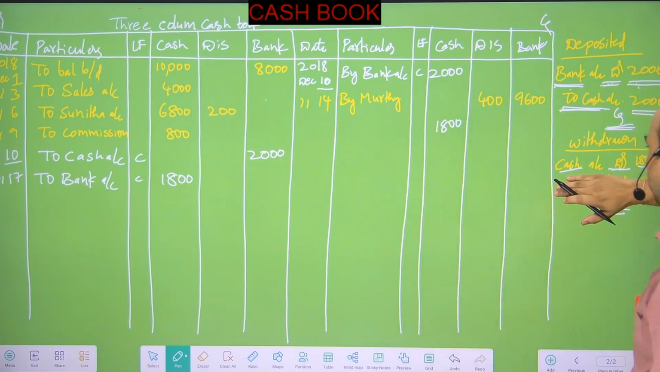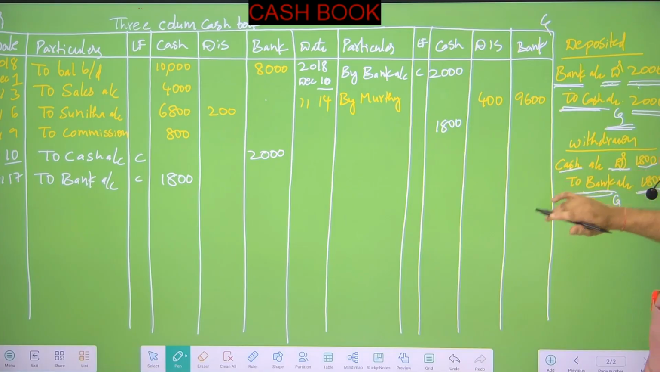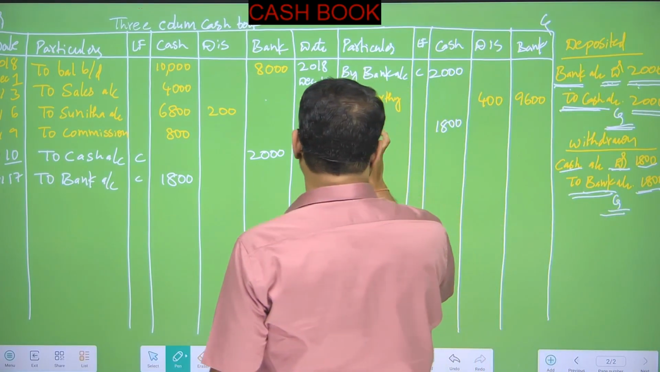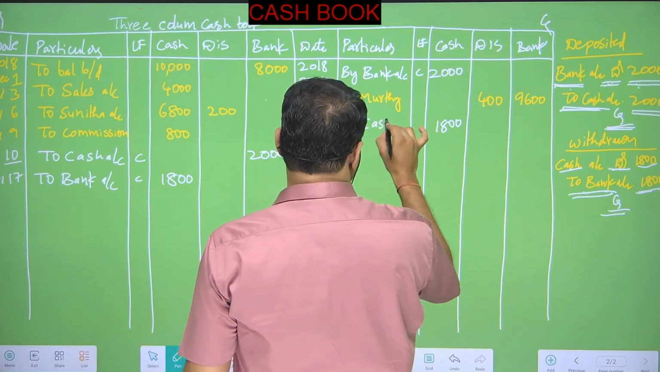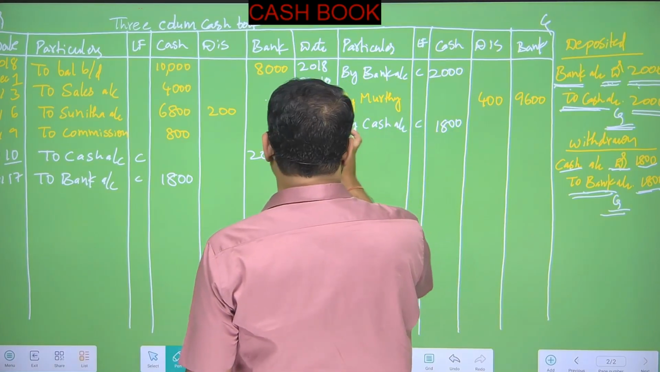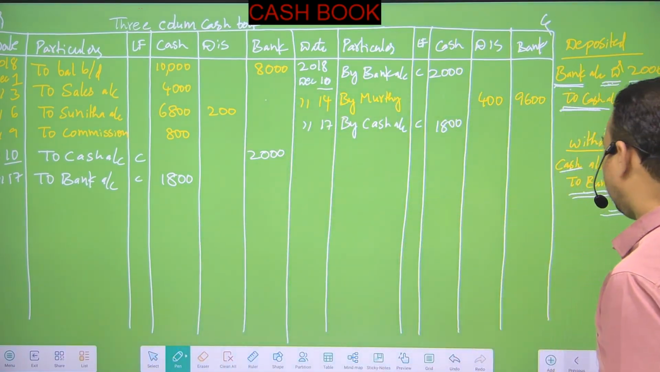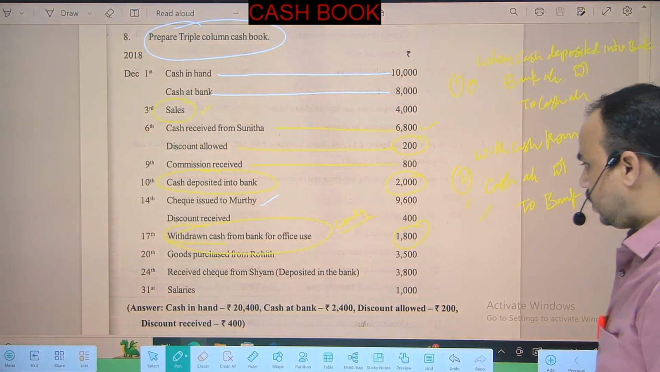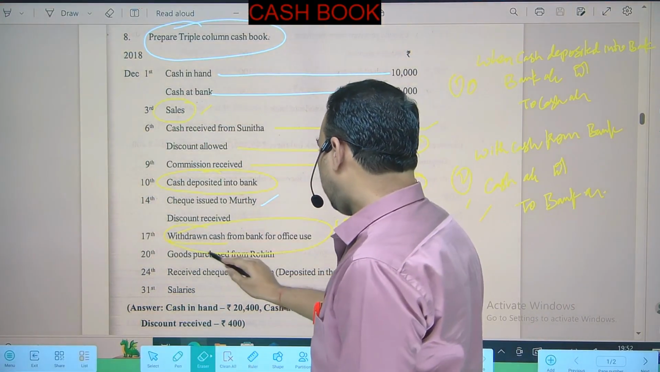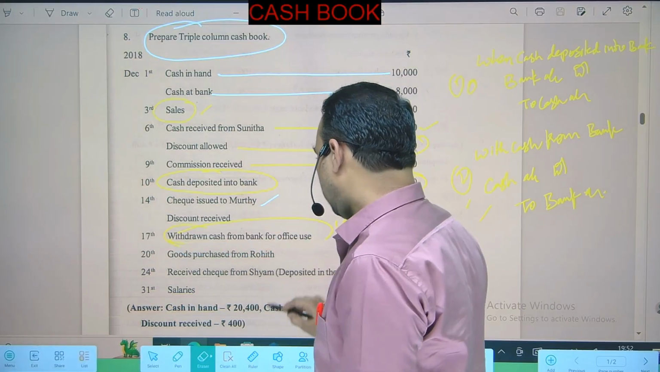Now close this bank, beta. What is opposite? Cash. So write down here, by cash account. In the LF column write C, and the date is 17. Right. See the next transaction.